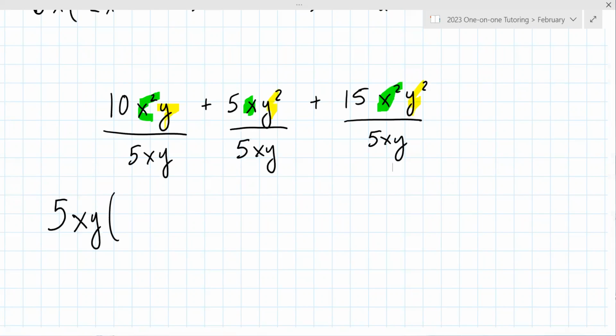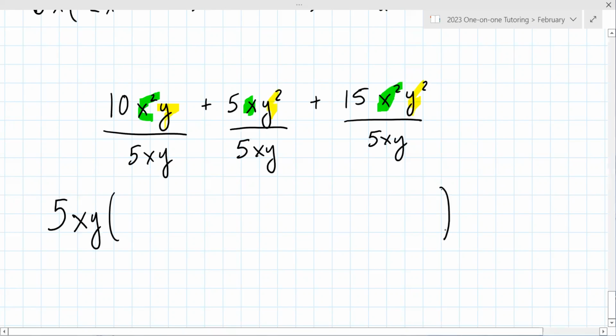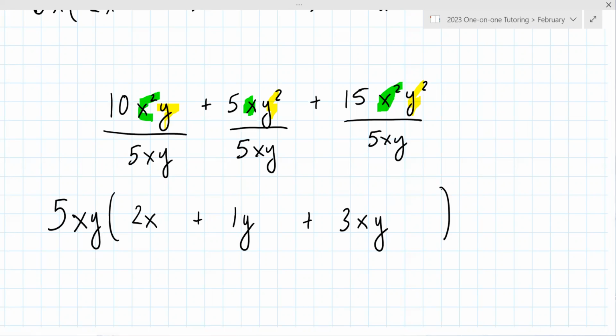Okay. So can you take an attempt at dividing these? 2x and then plus 1 y. Okay. Keep going. Plus 3x and then y. Good. Very, very good. All right. Okay, so we're going to actually stop right here.